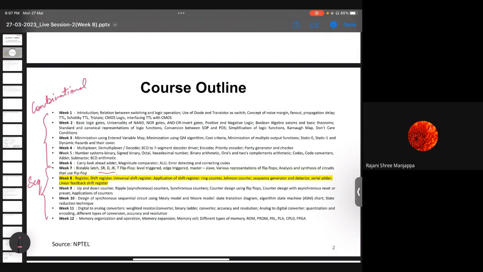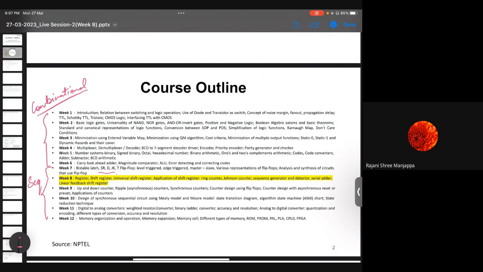So I'll repeat the course outline again. In the first 6 weeks we have covered the combinational part of this course, and from last week we have started the sequential part, in which we covered the SR flip-flops and different flip-flops, and how we can convert one flip-flop to another, which is the flip-flop conversion.